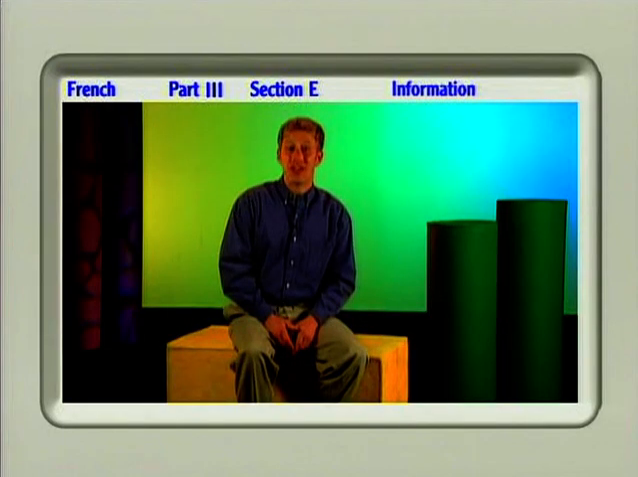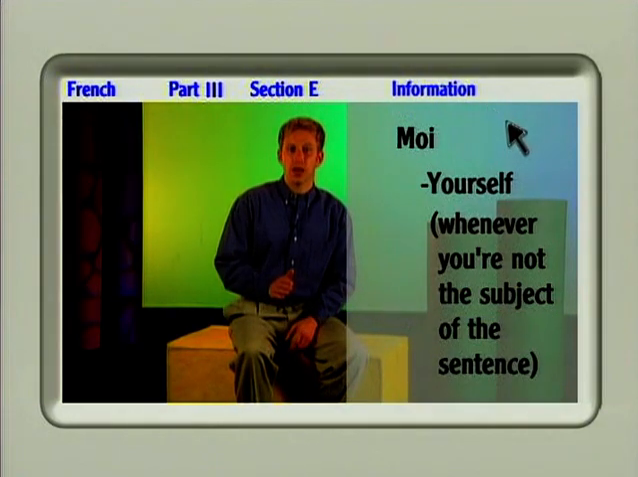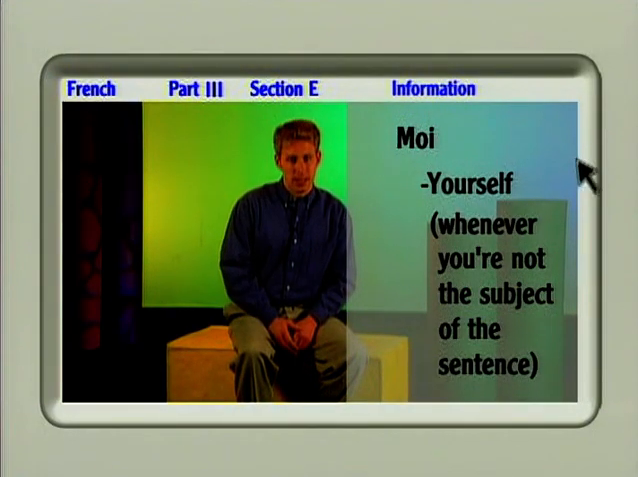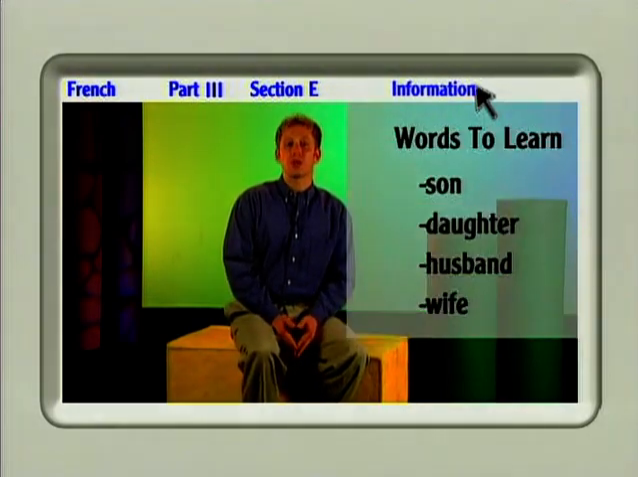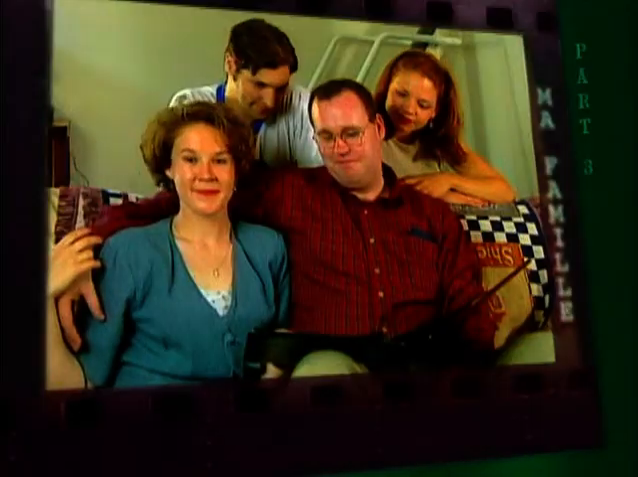Isn't that neat how her family names its members after each other? They're so nice. One word you heard in there, moi, you may have heard before. Use that word to refer to yourself whenever you are not the subject of the sentence. There's one more set of names you have to learn, the words for son and daughter, and husband and wife.